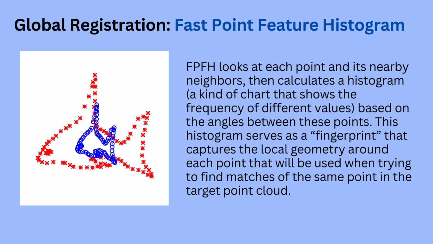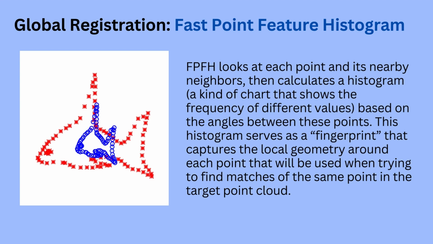And what are those values? It's a histogram based on the angles of these points, how close they are. And these histograms serve as a fingerprint that captures the local geometry. When I say local geometry, I mean the surface of the shape, the feature of the shape of the object, but not necessarily its pose, right? We're not talking about its orientation, we're not talking about its position in this environment.